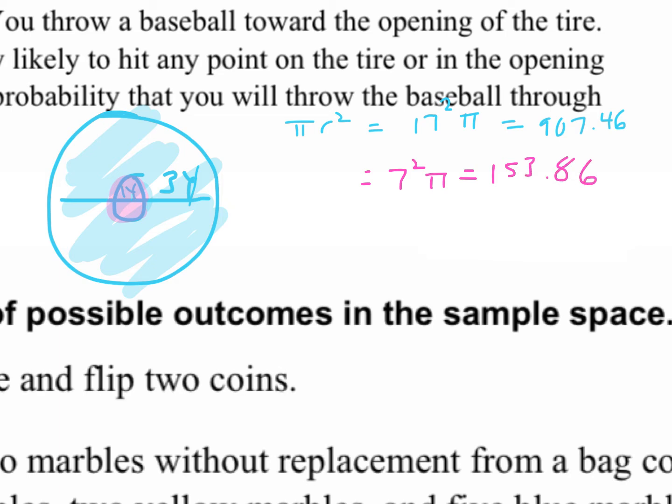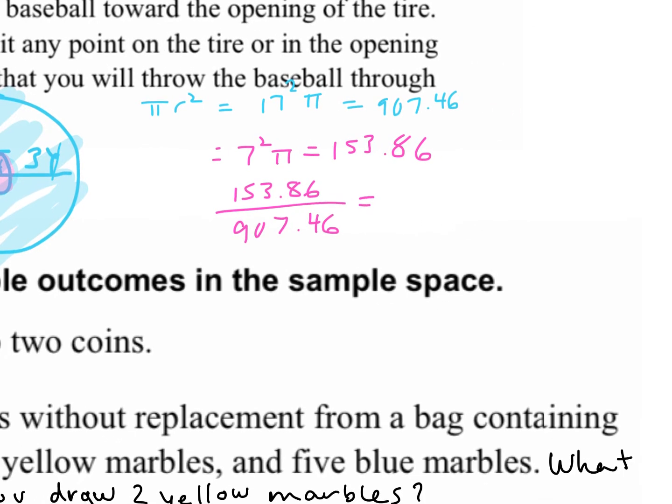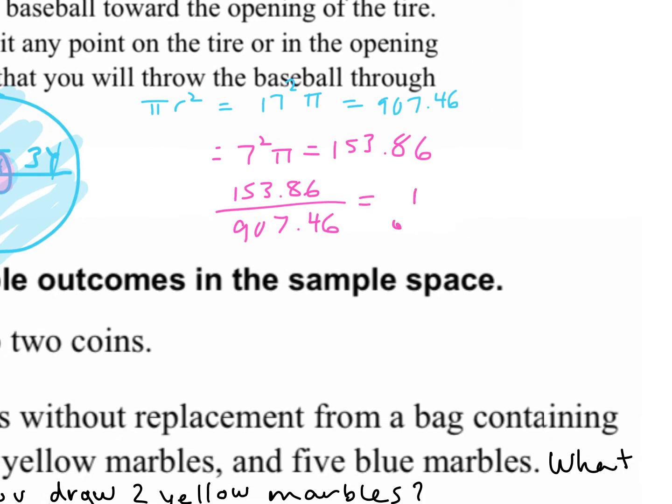153.86. So we always put what we want over the total. So we want it to go through the opening, which is 153.86, over the total area, which is 907.46. Divide that in our calculator, and we get 0.1695.